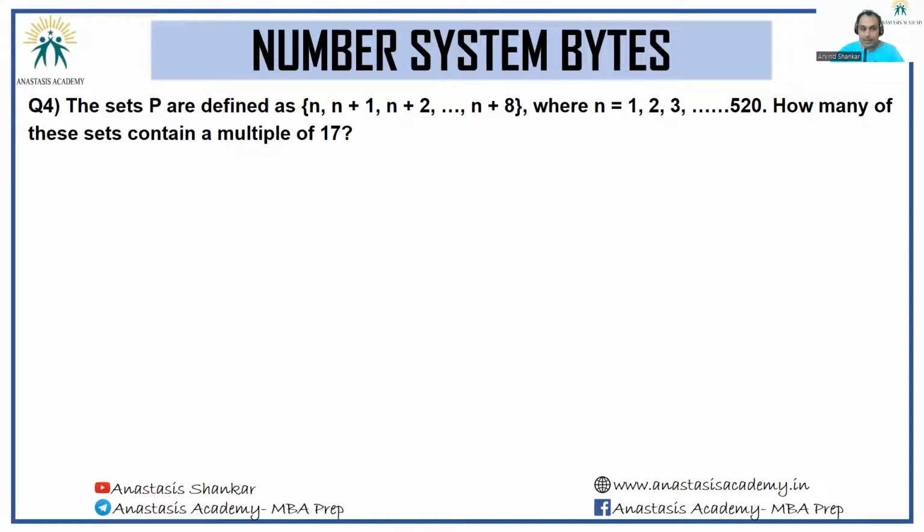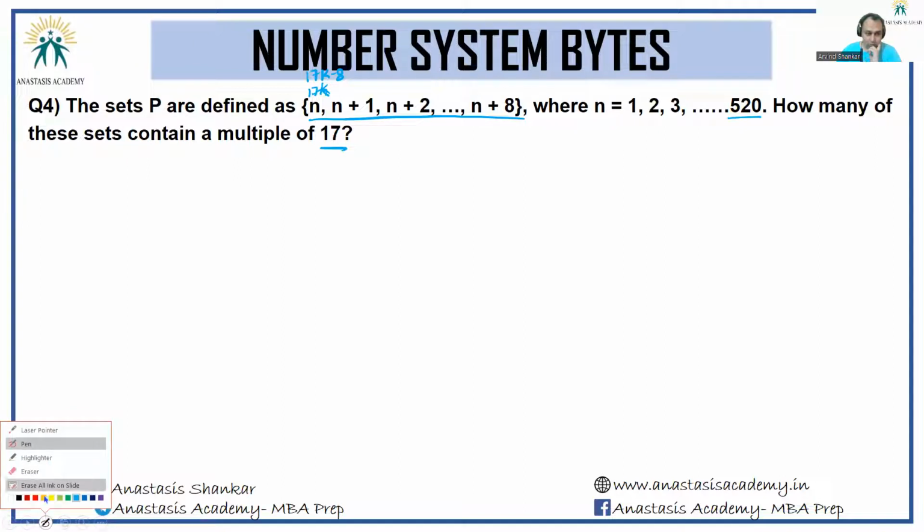The sets P are defined as n, n plus 1, n plus 2, 9 consecutive natural numbers, where n is equal to 1, 2, 3, and so on, up till 520. How many of these sets contain a multiple of 17? Given that these are 9 consecutive natural numbers, any number that starts off with 17k is fine, or starts off from 17k minus 8 is fine.